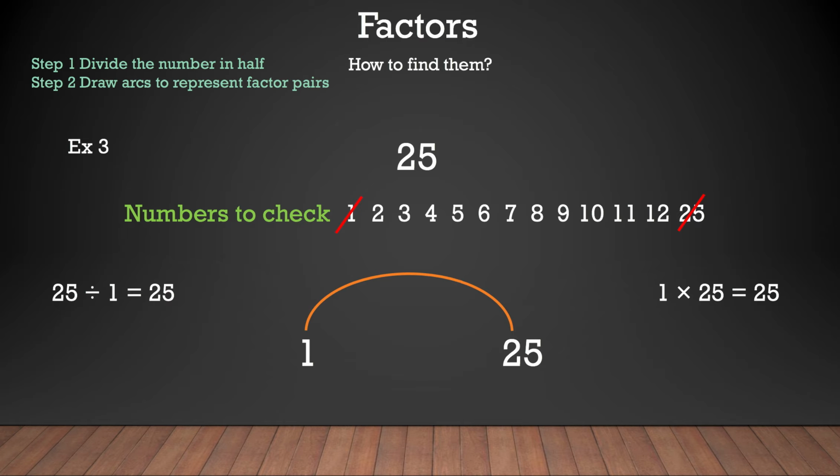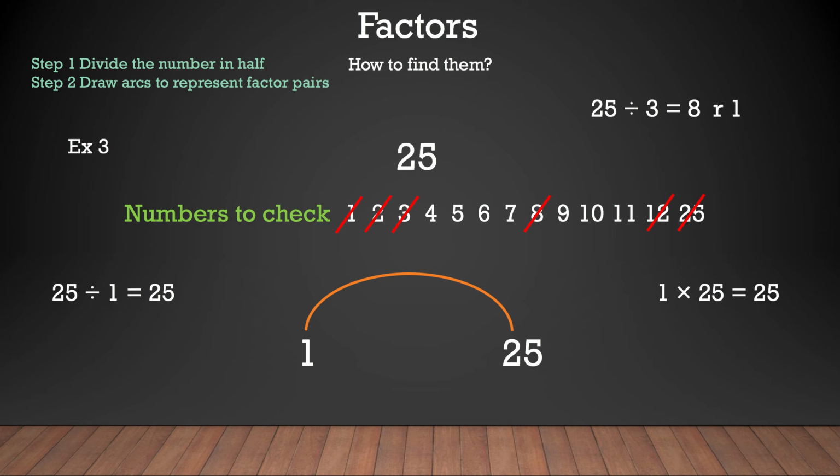Now let's verify. 25 divided by 1 is 25 with no remainder, so we're good on that one. Let's multiply the factor pair, or the two numbers. 1 times 25 is 25. Now if we take a look at 2, we have 25 divided by 2, which is 12 remainder 1. We have a remainder, so it's not a factor. The inverse of that is also true, so 25 divided by 12 is going to give you a remainder as well. So we can eliminate 2 and 12.